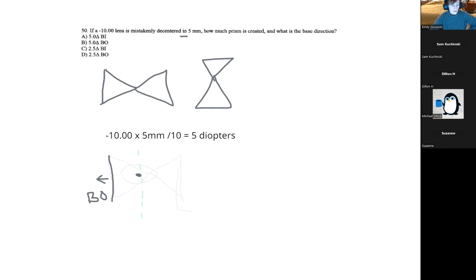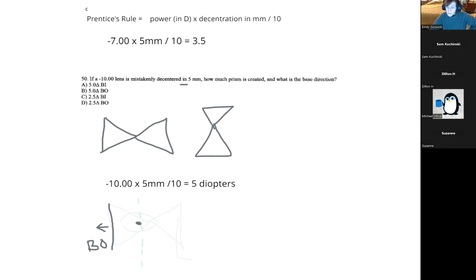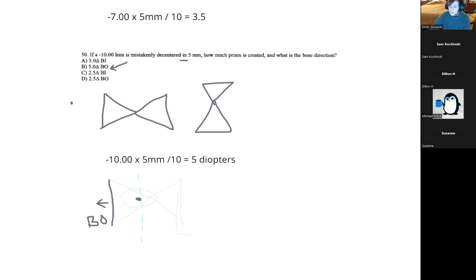So our long answer on this one, let's find it, would be B, 5 diopters base out. All right, so I don't think Prentice's rule is that hard. It's a fairly simple formula. I feel like it's easy to maybe mess up on this, and that's why I like to draw it out. But that's how you would do it.